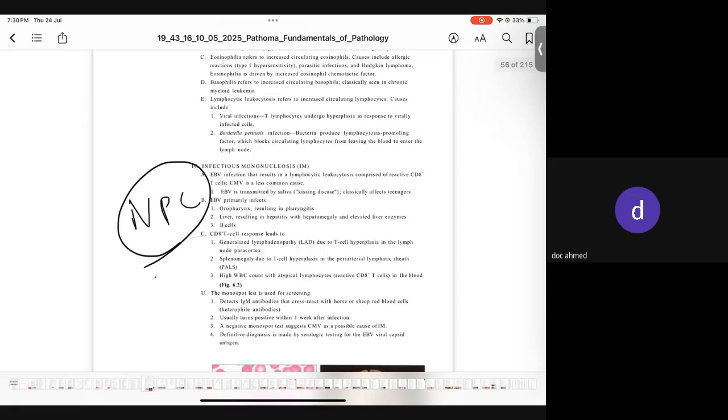Monospot test. As they are infecting, your B cells are going to go mad. They are going to make antibodies against your horse or sheep red blood cells even. So if we inject those red blood cells, we are going to have destruction, agglutination by horse or sheep antibodies. It is going to confirm it's a monospot test because they are going to have heterophile antibodies, heterophile.